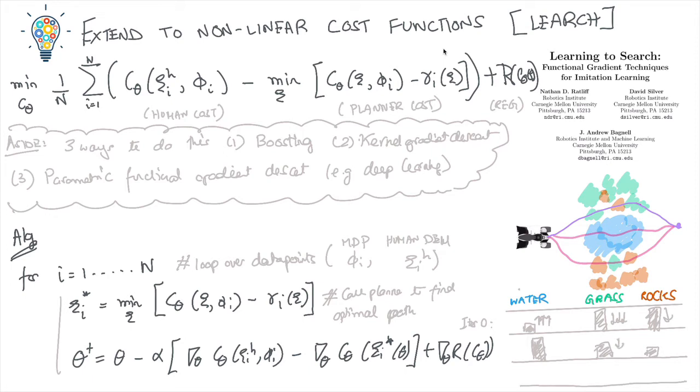Again, repeat the same process. Bump down rocks, bump down grass, bump up rocks, and finally you end up with a set of weights that produces exactly the same trajectory that matches human. And we've solved the problem.